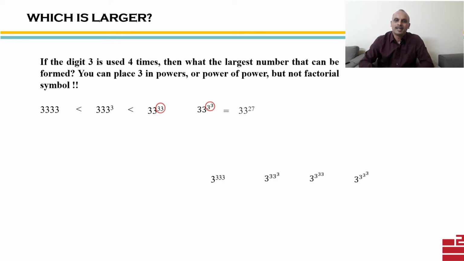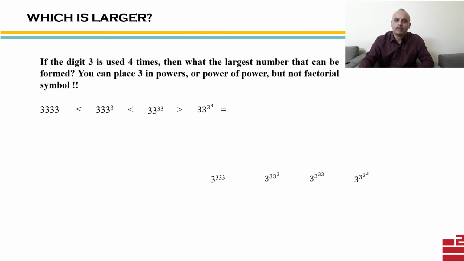And so we come to the conclusion that 33 to the power 3 cube is less than 33 to the power 33. But 333 cube is also less than 33 to the power 3 cube. So we now have to compare 333 cube versus 33 to the power 3 cube.